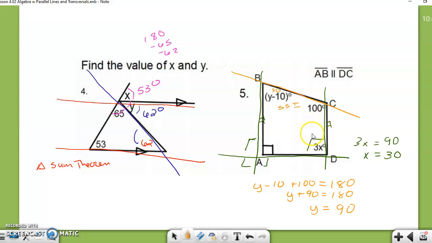That's 100. This one is 90, and this one is 90. When you add them all up, you get 360 degrees, which is correct for any quadrilateral.